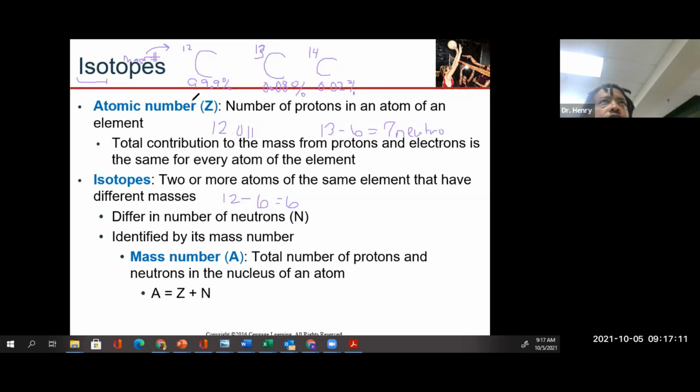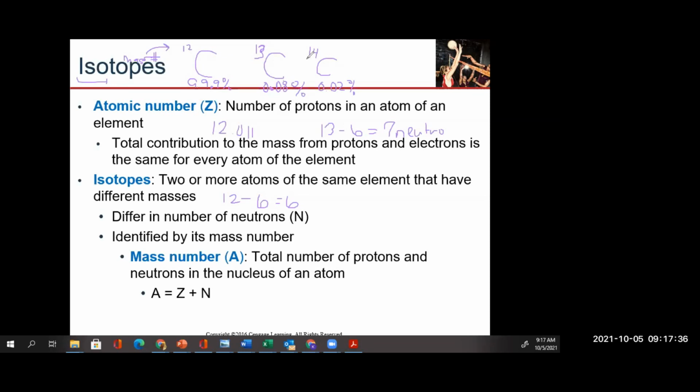But if we took the averages of all of these guys, they would add up to that value, which is what is on the periodic table. Okay, but in reality, we're saying that the majority of carbon is carbon 12, but we have a little bit that's carbon 13 and very little that's carbon 14. Does that make sense?